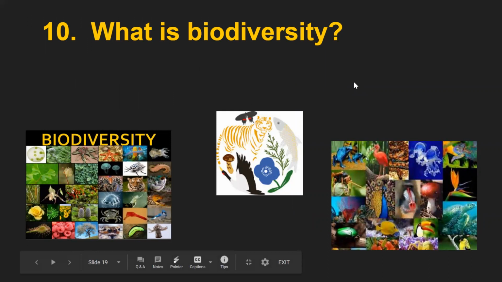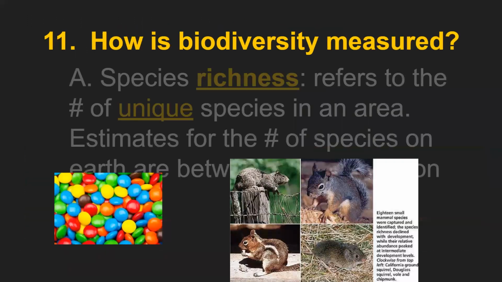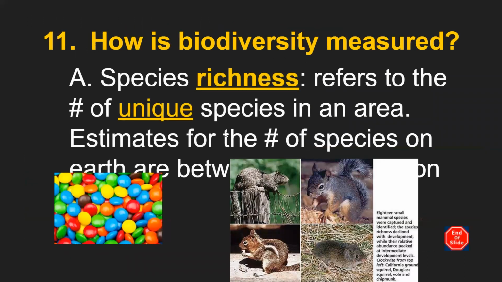Last thing I want to talk about is biodiversity. Biodiversity is the variety of life found in any particular area, so how many different species there happen to be in a particular area. We measure it by species richness, and I'm sorry that this got cut off here, but it refers to the number of unique species in a particular area. Okay, so how many different species there are.